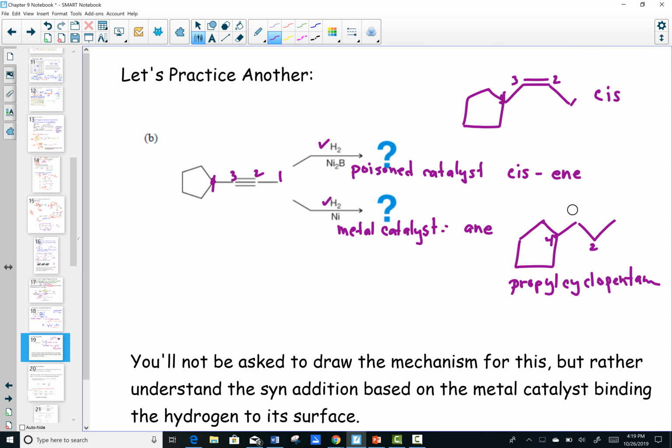So counting the positions helped me figure out where to put the double bond. But if we really label this, the root word comes from the longest carbon chain in the cyclic structure. I don't need a number 1 because we know that the propyl group coming off is always at the priority of number 1. So we simply call that propylcyclopentane.